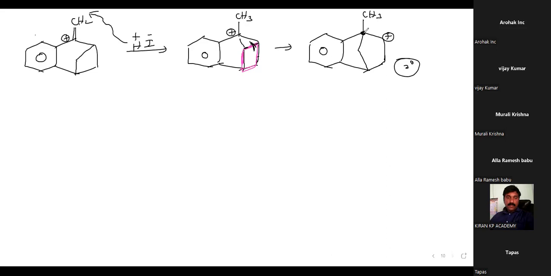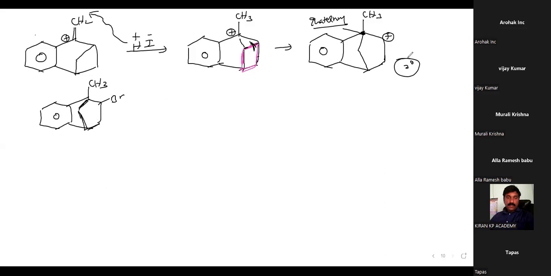Is there any possibility over here of a hydrogen? No hydrogen, because this is a quaternary carbon. A quaternary carbon doesn't have any hydrogen, so you can't shift anything. So your answer finally will be the same. This will be your answer, same thing. CH3Br.